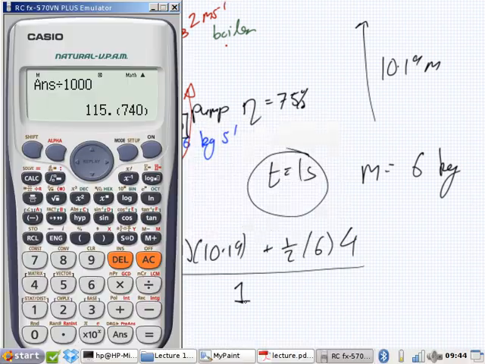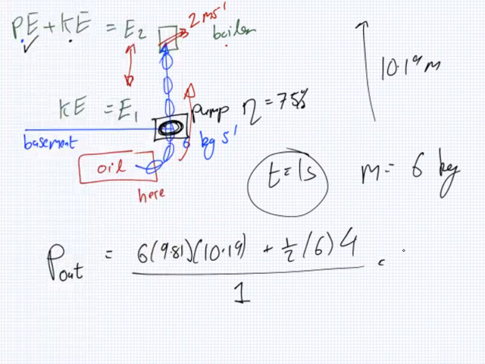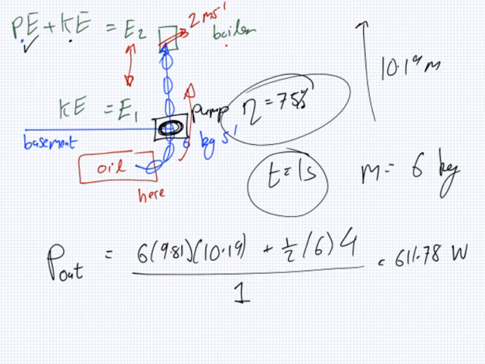Right, so let's see what this is. mgh plus 1/2 mv squared, isn't it? That's 611.78 watts. Now, of course, that's not the real answer because we have to remember it's 75% efficient.